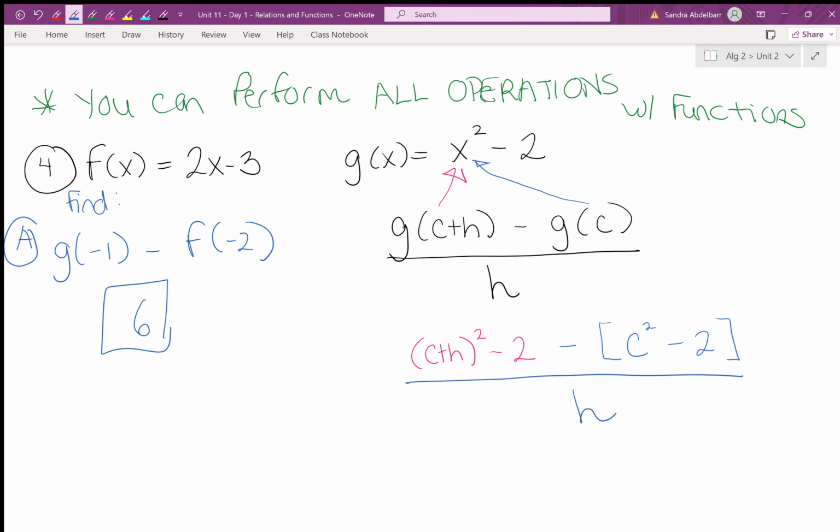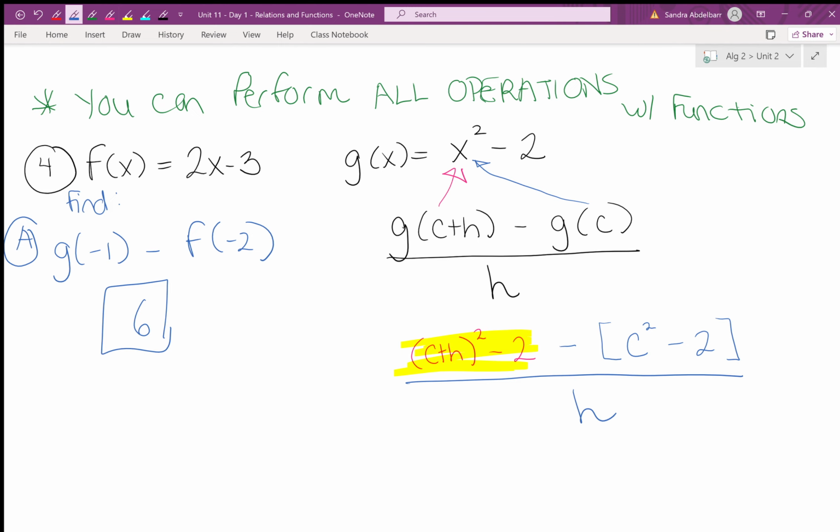Dylan? Okay, did you understand the first part with the c plus h squared minus 2? Okay, so now it's saying minus g of c. So you're going back to g of x, but anytime you see an x, what are you substituting in? A c, so then it's c squared minus 2. I had to put the brackets because this is bigger than a monomial, so I have to distribute in that negative. All right, let's keep going now.